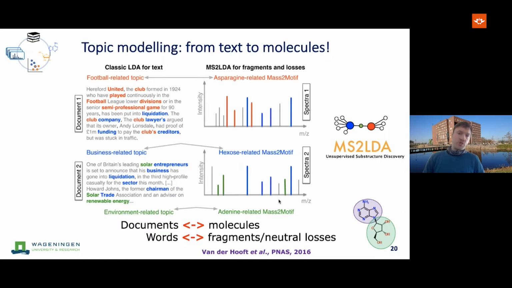And when we think about substructures, that's exactly what we want, right? One molecule can be composed of multiple substructures, but also the same substructure can be present across multiple molecules. Therefore, this approach seems very suitable to also try out on metabolomics data, where the words become the fragments and the documents become the whole spectra. And that's what we did. We gave it a try.